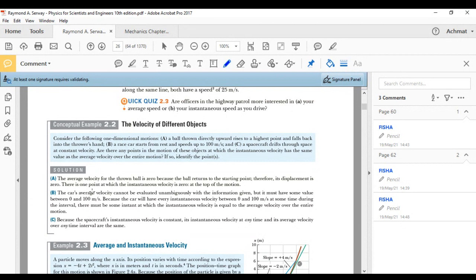Okay, so in case A, what do they say there? A ball is thrown directly upwards, rises to the highest point, and falls back into the thrower's hand. So if you want to take the average velocity, what will that be? Remember, your initial position was in the hand, and the final position was back in the hand. So the total displacement was actually 0. And if you take that over the time, your average velocity is 0. So is there any point in this motion where the instantaneous velocity is also 0?